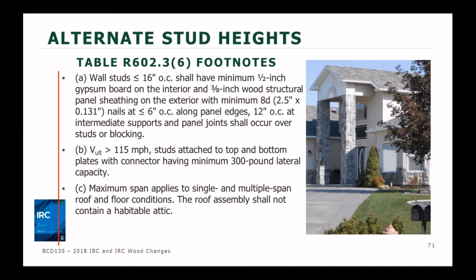Maximum spans are noted as simply applying to either single or multi-span roof and floor conditions. And there's a note that the roof assembly may not contain a habitable attic. So again, they're just limiting how much gravity load is within this building. And where will the loads be going in the load path?